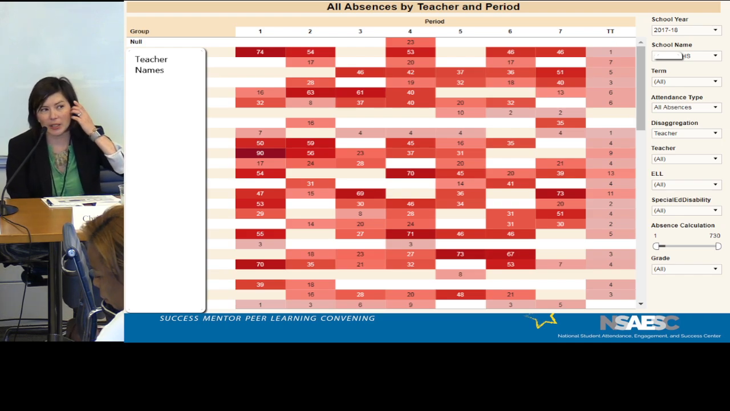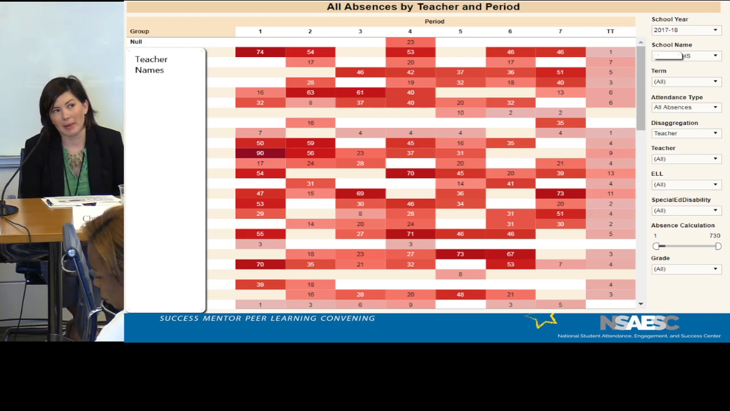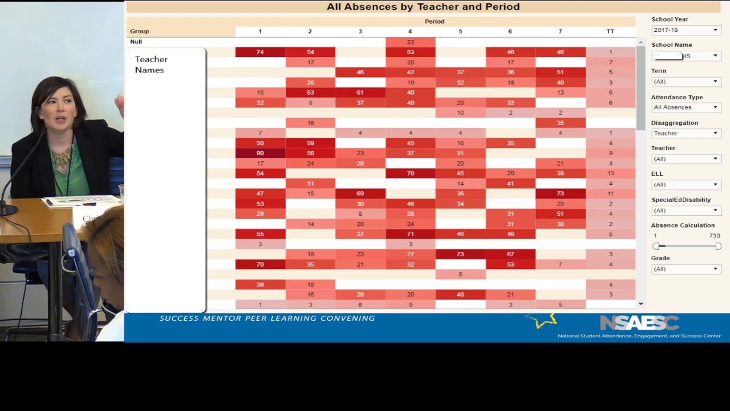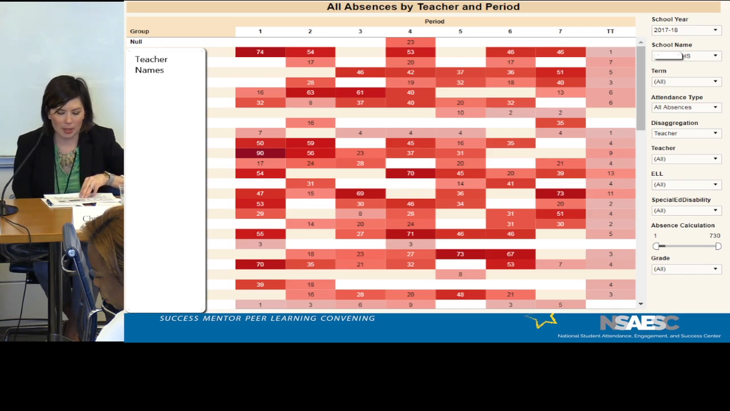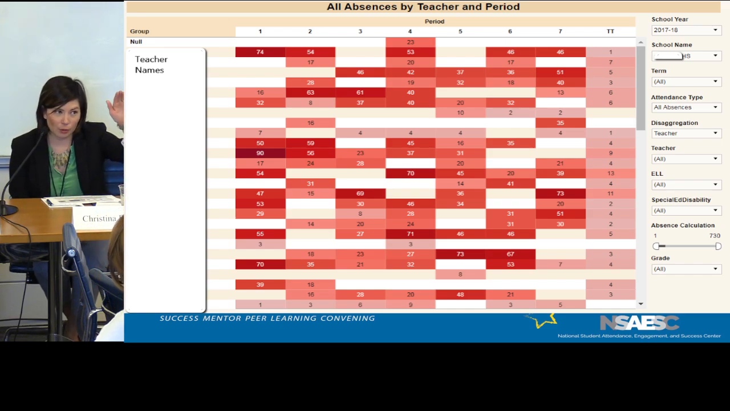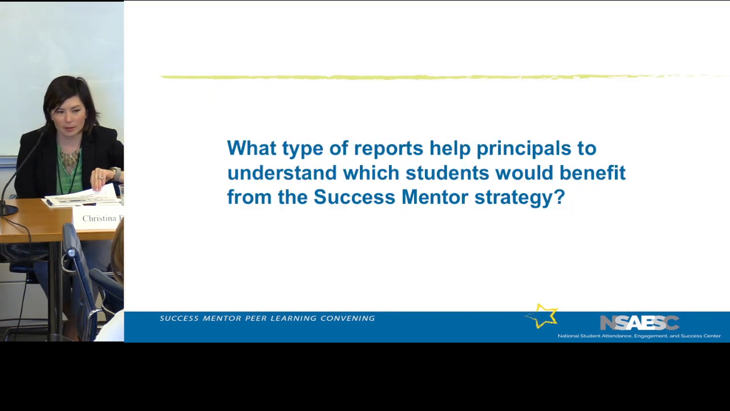So this is period attendance. It's a period attendance heat map for one of our high schools, and it's showing the darker colors are where you have more absences. You can also control this so that you look at tardies or specifically at unexcused absences.